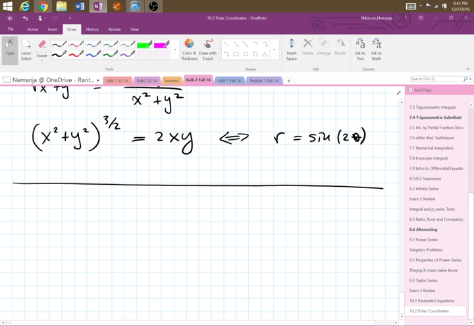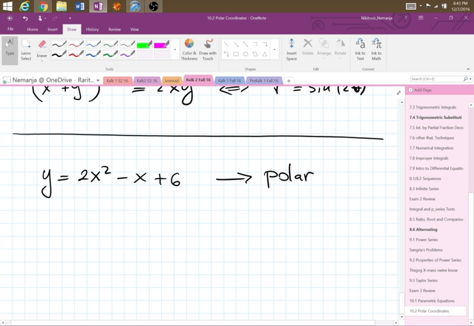Let's take a look at a beautiful equation like y equals 2x squared minus x plus 6. Something that you can maybe factor, you can find zeros, you can graph, right? Nice. How does this look in polar? It probably looks like living hell, right? Yes, it does. What is y? It's going to be r sine theta. What is x? r cosine theta. So r sine theta equals 2r squared cosine squared theta minus r cosine theta plus 6.